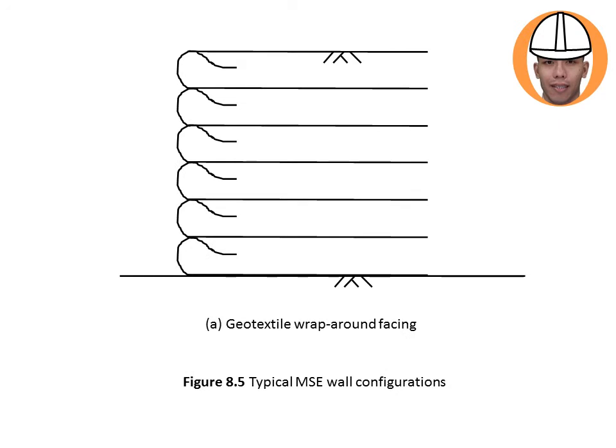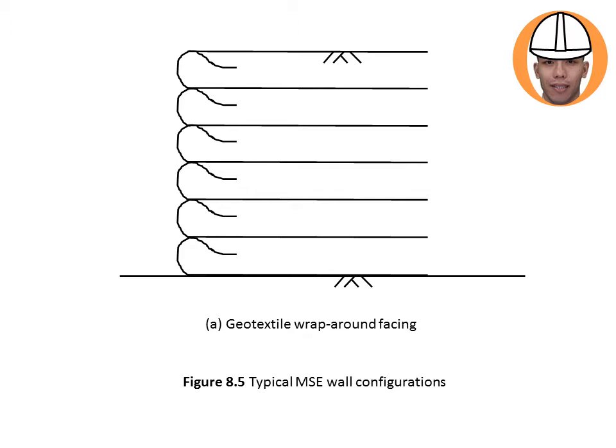So this is a configuration of geotextile in a MSE wall. So the geotextile is overlapped. Okay, so it is wrapping around on the backfill. So that is a wrap around facing.